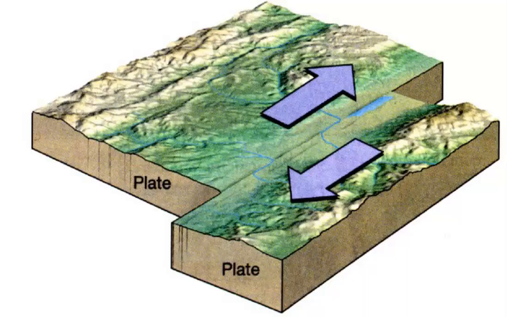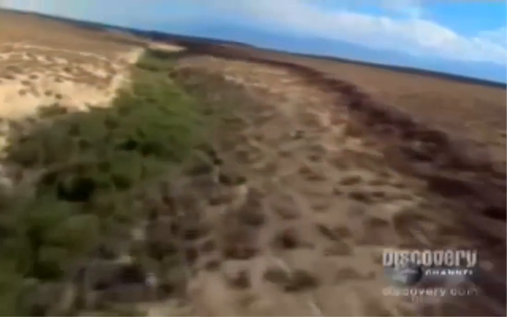The San Andreas Fault Zone in California is a transform fault that connects the East Pacific Rise, a divergent boundary to the south, with the Gorda-Juan de Fuca-Explorer Ridge, another divergent boundary to the north. Watch the following video from the Discovery Channel about the San Andreas Fault to learn more.